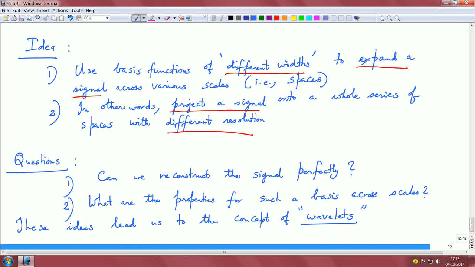Right, these are important questions to ask. Can we reconstruct the signal perfectly? If it is not perfect, what is the approximation error? In what sense? Right, it is also very important. In L2 or L1 or what sense? What are the properties for such a basis, etc.? Right, if you ask the right kind of questions, that automatically leads us into devising this transformation that we need, which is basically the wavelet transformation.